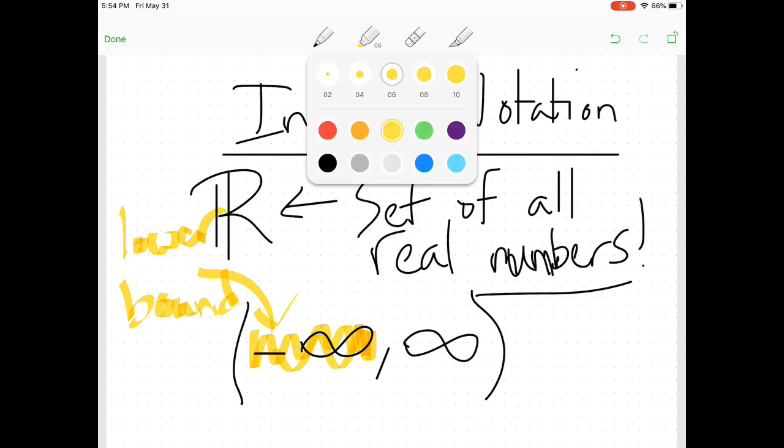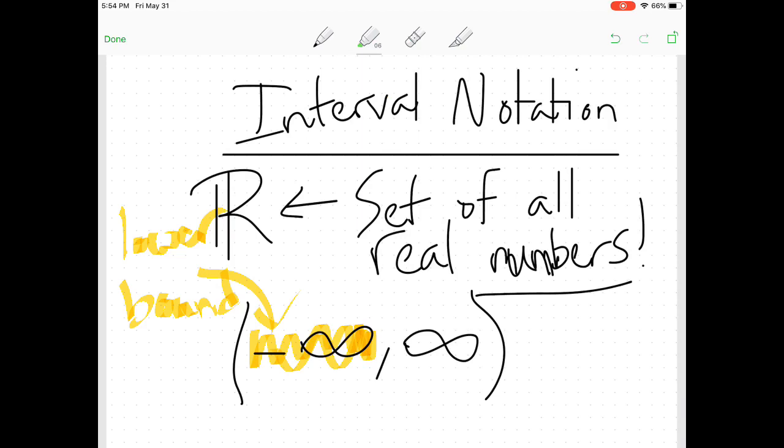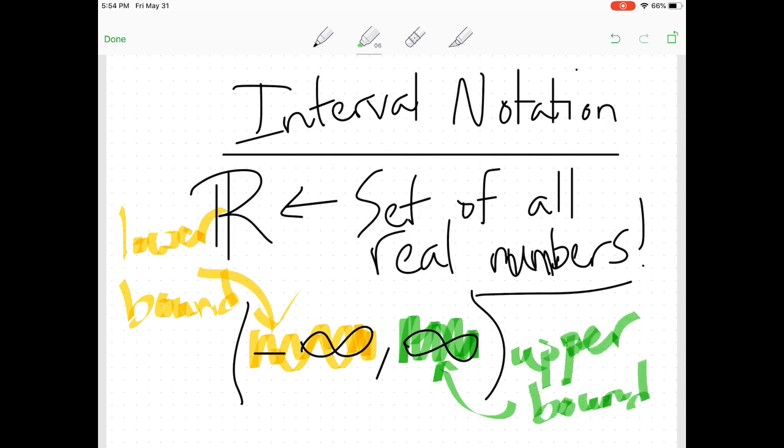is the lower bound. Sorry about that. Okay, and then the number to the right, this is our upper bound. Okay, so we want to include every single number between negative infinity and positive infinity. Okay, with negative infinity being our lower bound, there's no real number lower than negative infinity, and positive infinity being our upper bound. There's no real number that's greater than positive infinity. So this is how we would write all real numbers in interval notation.